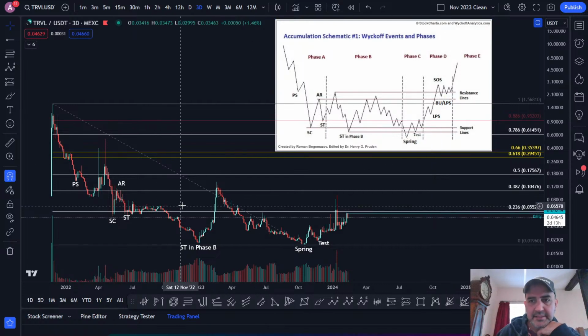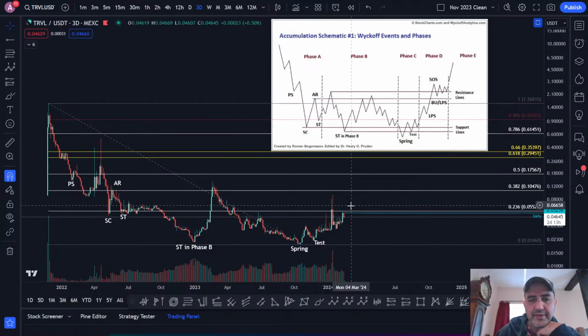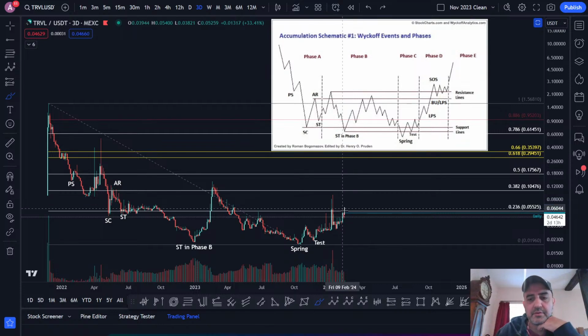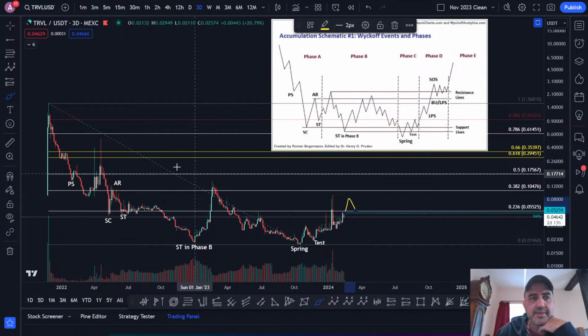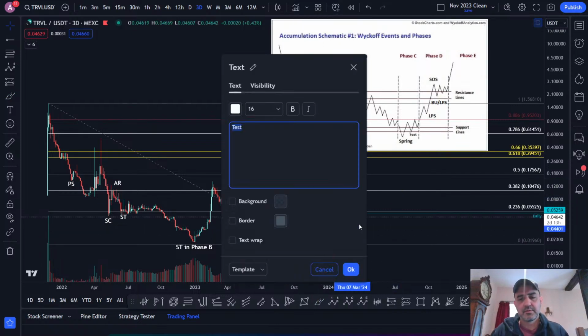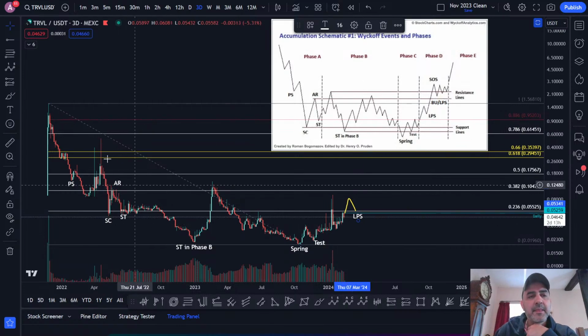LPS has to be above the ST. And if the ST is here, that would make sense because it's above the SC, which it is. If we flip this into support, that's your lowest point of support. See that? And then that would be your LPS. So this is the actual MEX chart. It has the correct fibs. It's not the same as KuCoin.